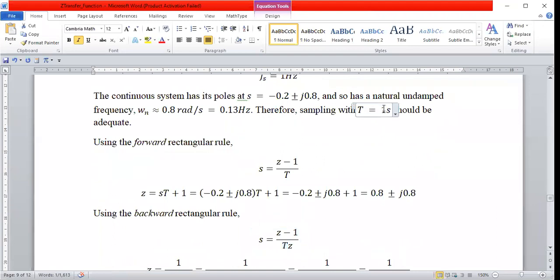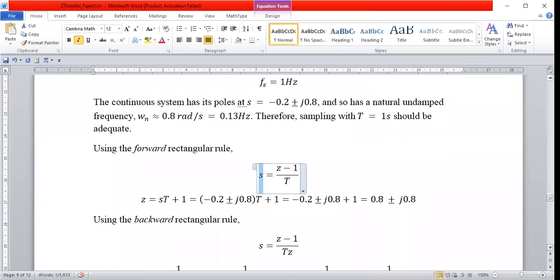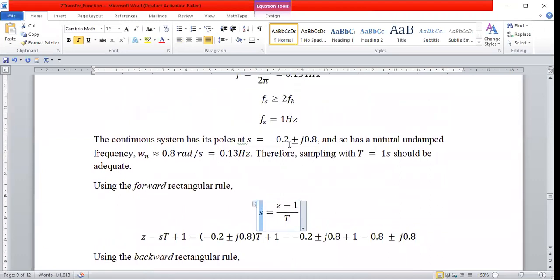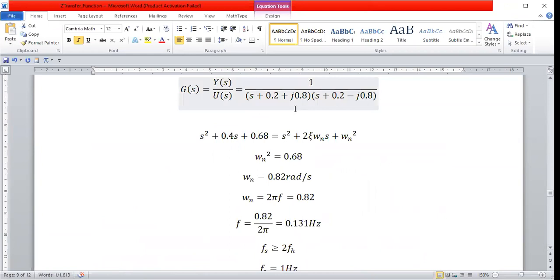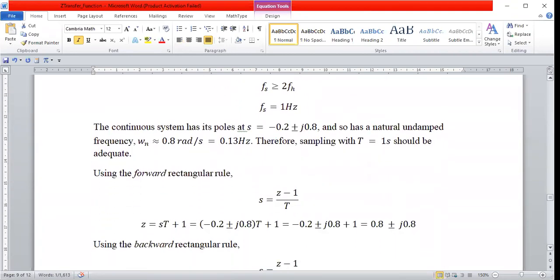So if T wasn't given in the question, you have to choose a reasonable value of T. Like in this case, T was not given in the question, so we chose our T as this. Then S is the poles of the system in the S domain. So the poles of the system are this. You get the poles by just equating what you have here to 0. So the system in continuous time has 2 poles.